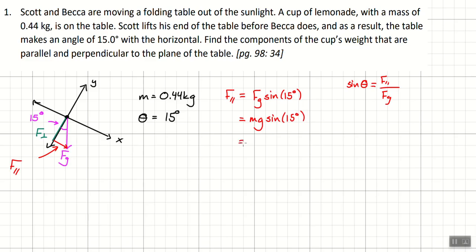And here we go. If we look at this, m is 0.44. What's g? And last but not least, the sine of 15 degrees. When you type this into your calculator, you're going to get a number. I don't remember what the number is. I guess I do, actually, but it's like 1.12. Okay, moment of truth.